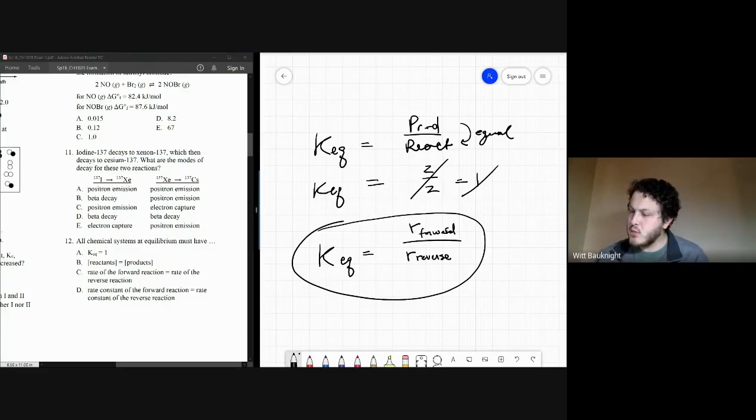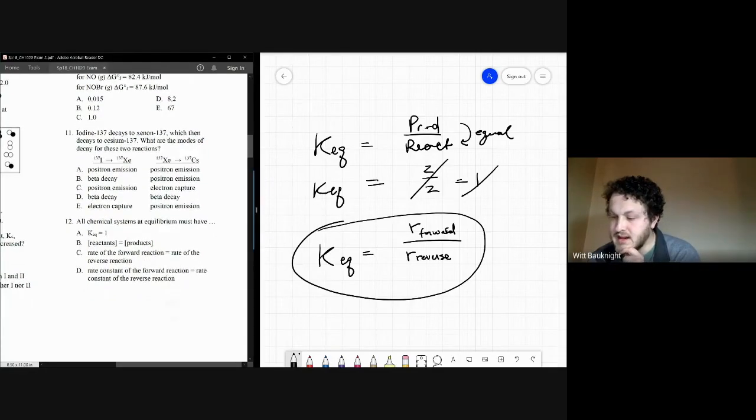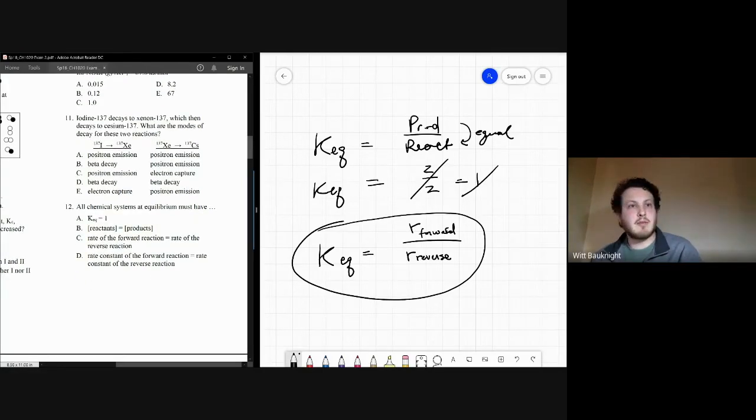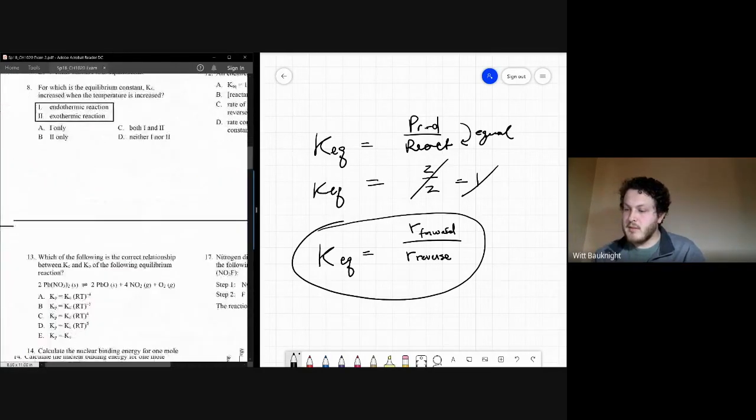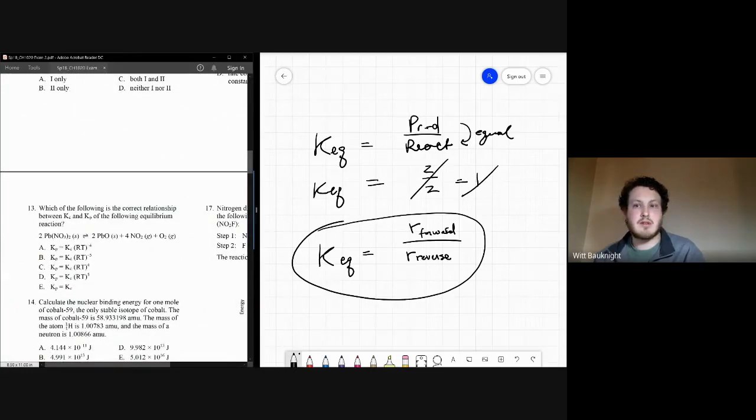And so that is why the answer is going to be C, that the rate of the forward reaction equals the rate of the reverse reaction. It's not that the rate constants are equal to each other. Sweet. I'm going to take a little break, and then we are going to come back to question 13.